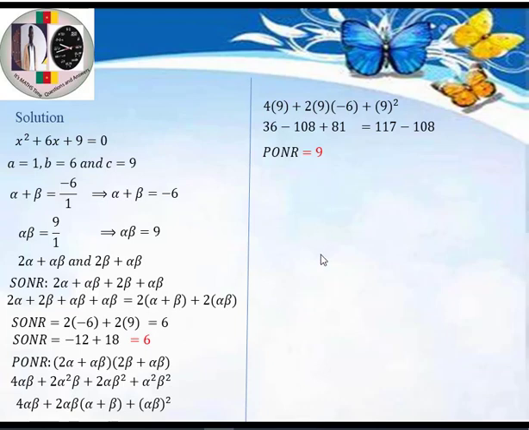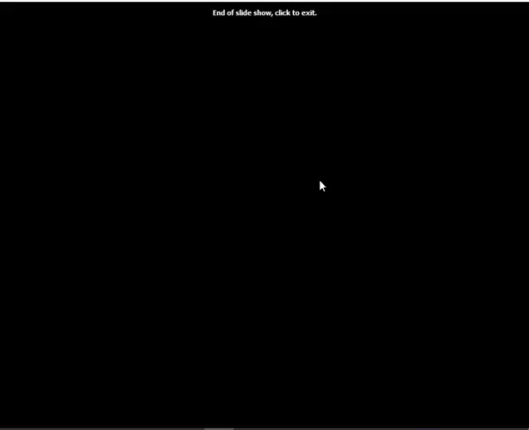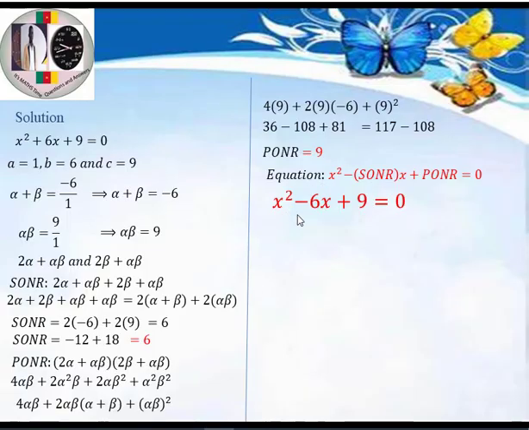Now to form a new equation when we have the sum of new roots and the product of new roots, the new equation is always in the form x squared minus sum of new roots x plus product of new roots equals 0. So we substitute the sum of new roots, 6, and the product of new roots, 9, and that gives us x squared minus 6x plus 9 equals 0.